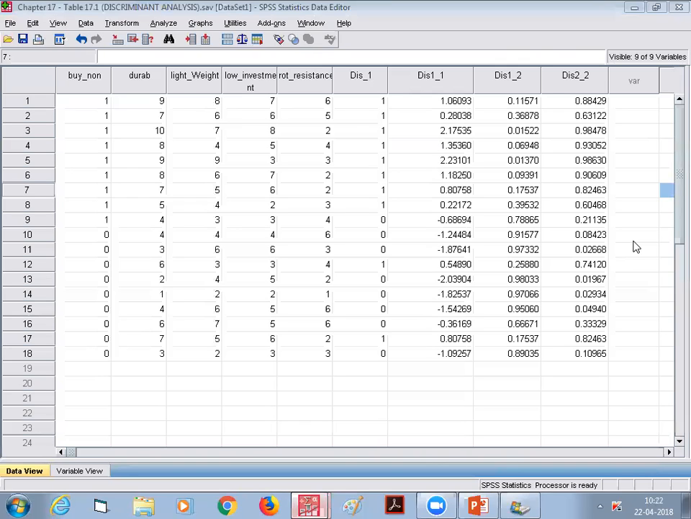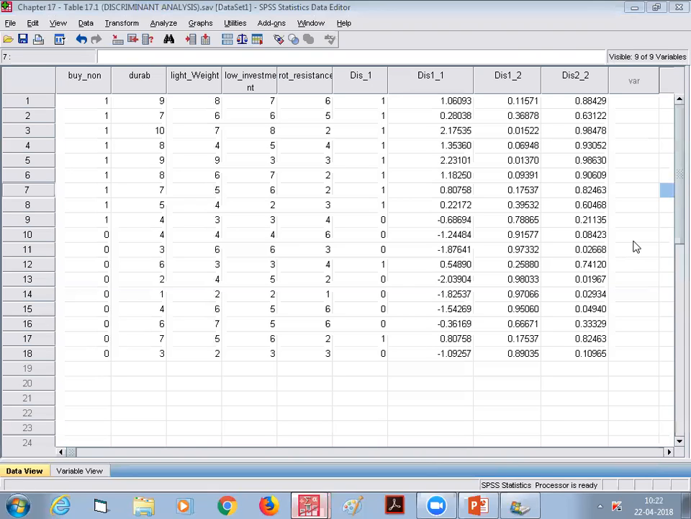Here, you take any one of them. This is the discriminant score for a buyer and this for a non-buyer. So when the probability is lesser than 0.5, it is classified as 0. But look here, customer number 12 is originally a non-buyer. But what is his probability based on the model? 74%, so more than half. Classified as what? Buyer. So it is a misclassification. That's how you can compare.